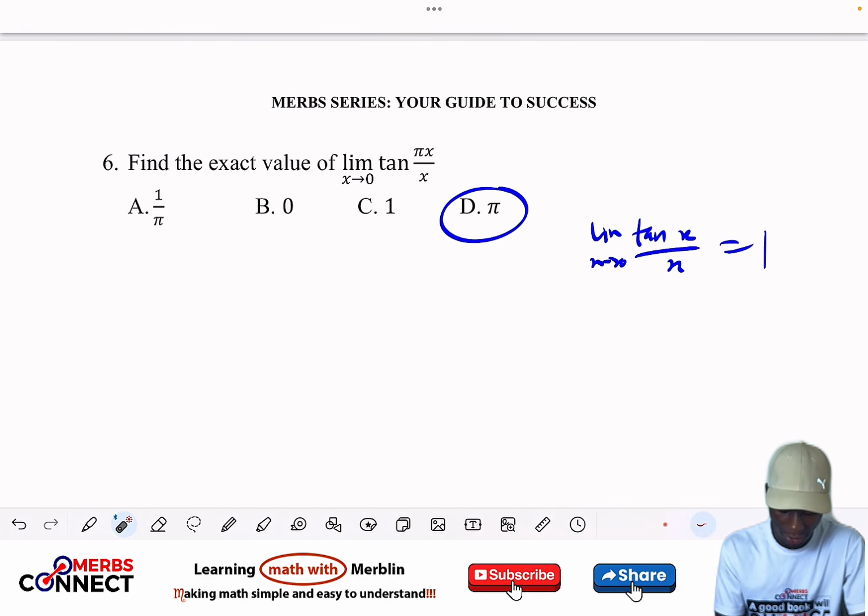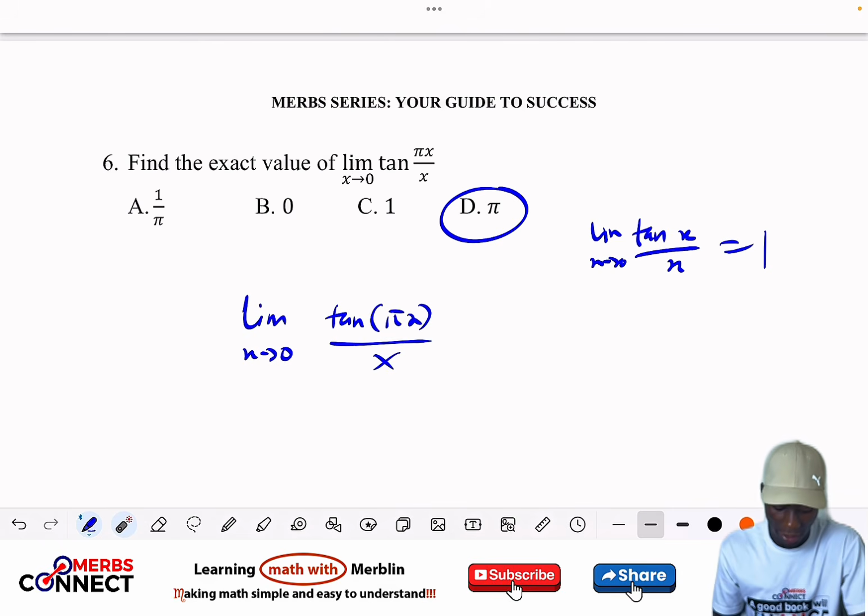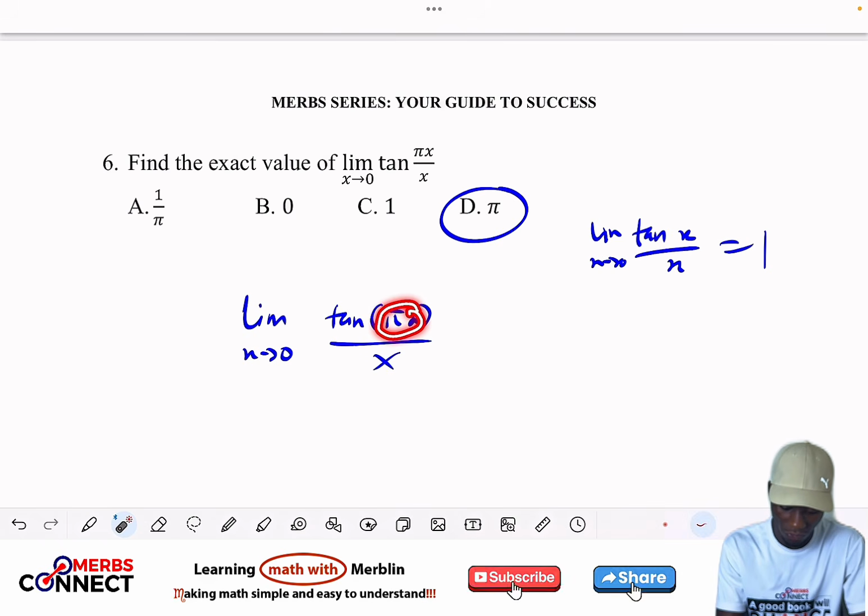Why? Because the angle here is with pi. It's not the idea that I'm going to factor pi out, but the idea is that I'm going to multiply through, because this one is not the same as this, by pi over pi. So the answer is going to be given as pi. Let me show you how it's going to be. So limit x is approaching 0 of tan of, let me put this one in parentheses so that you understand, divided by x. Now I cannot move the pi out because this is an angle.